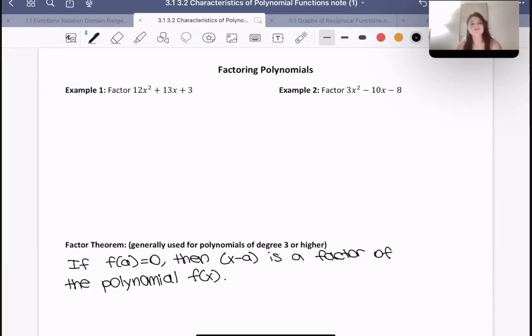So, let's first talk about how we would factor quadratic polynomials. Likely we already know the methods for these, but this is just for practice to remind ourselves how we are going to do this. So, we're going to factor by decomposition.